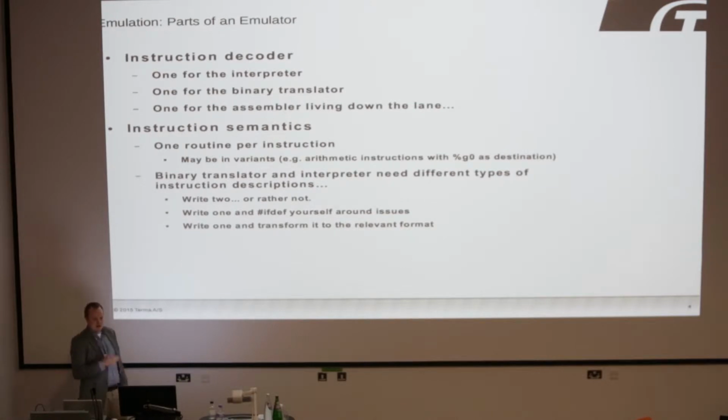so what do you have in an instruction set translator? Well, you have an instruction decoder. You might actually need several ones. You might have one for an interpreter. There might be one if you also have a binary translator integrated into the system. And you might have an assembler and disassembler, and for this you also need some instruction decoders and encoders.